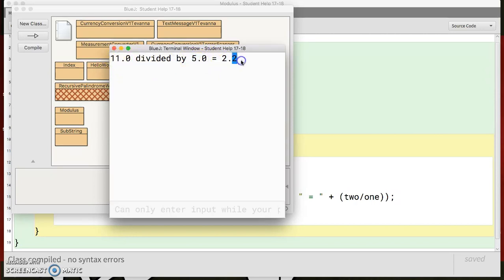So this 0.2 is actually not the remainder. It's how much you need of 5 to go into 11. A remainder is when you find out how much 5 goes into 11 without any decimals and what's left over. So 5 goes into 11 two times with a remainder of 1. Modulus is finding that remainder.